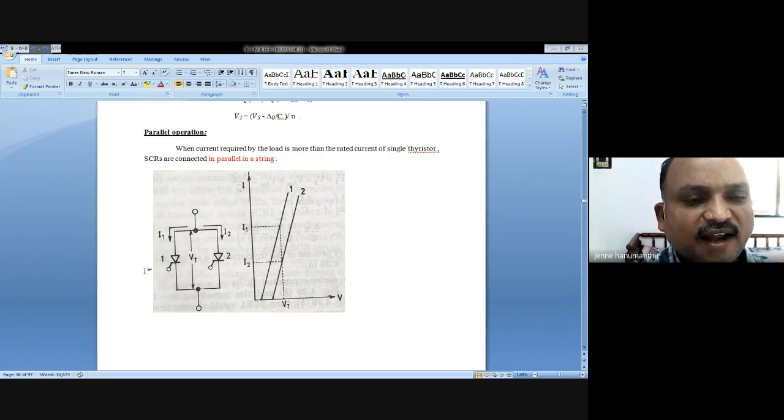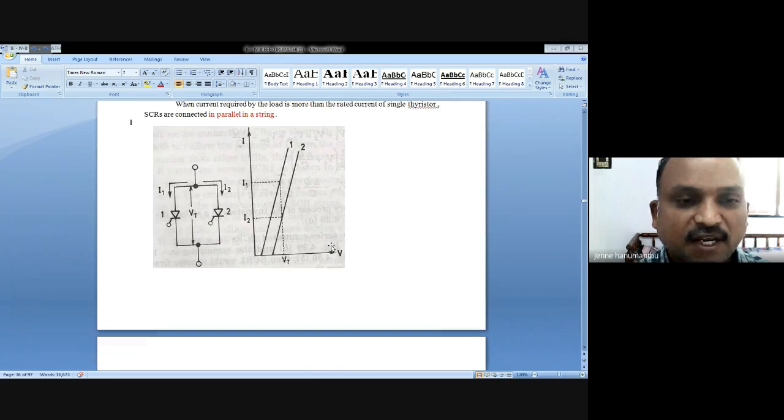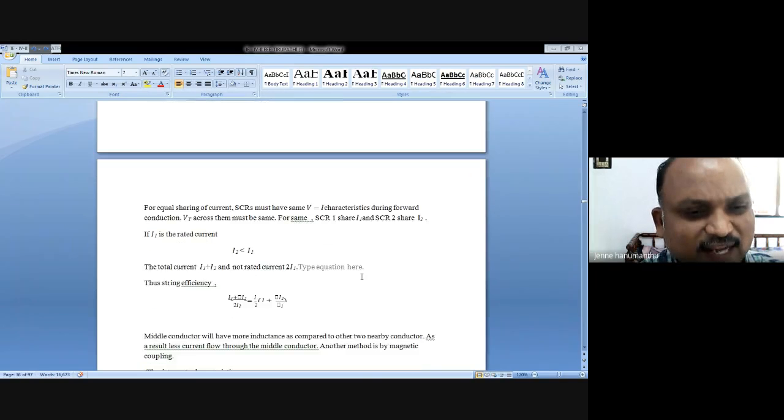Draw the VI characteristics. The forward voltage VT is the same for both. At VT, the second thyristor may give I2 current, and at the same point, thyristor 1 may give I1 current. Different currents I am getting. Why? Because the thyristors are not equal. If they are equal, you may get the same conduction current. So the same analysis applies here also.